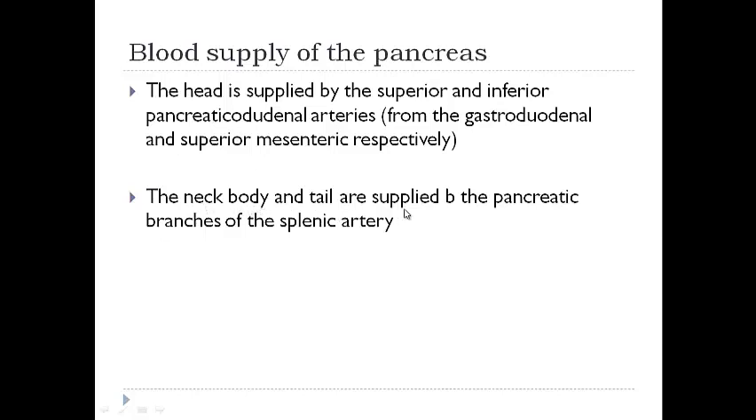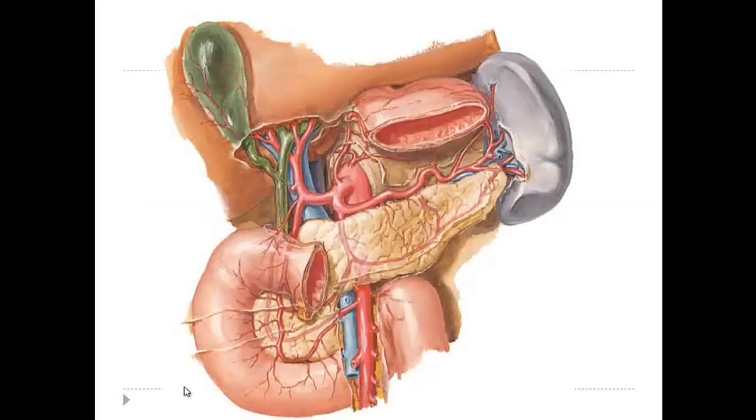The neck, body, and tail are going to be supplied by the pancreatic branches of the splenic artery. If you look at that quickly here, this was the celiac trunk, giving off the left gastric, the hepatic, and the splenic arteries. So you've got the splenic artery running along the length of the pancreas here. It's heading towards the hilum of the spleen, and on its way, it gives off branches to the neck, the body, and the tail. So these three parts are supplied by the splenic artery right here.